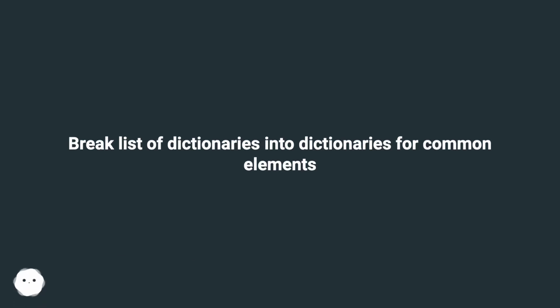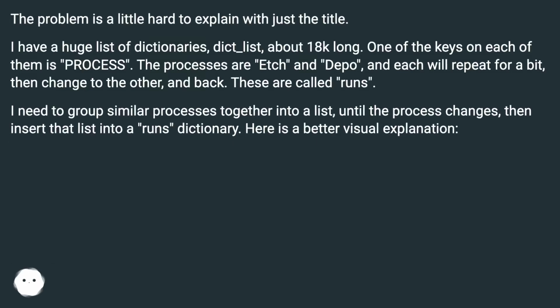Break list of dictionaries into dictionaries for common elements. The problem is a little hard to explain with just the title. I have a huge list of dictionaries, dic_list, about 18k long. One of the keys on each of them is process.